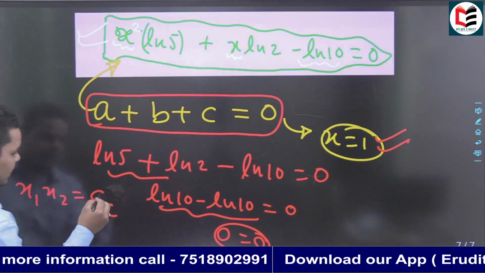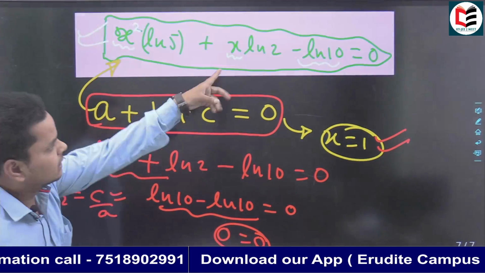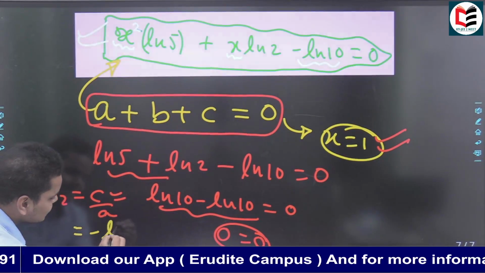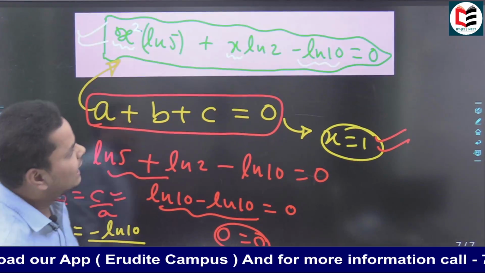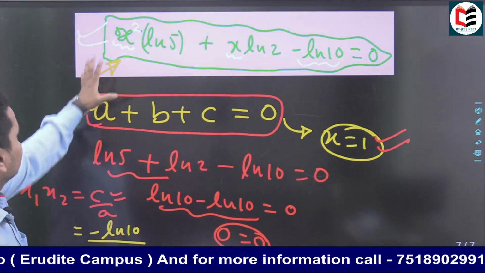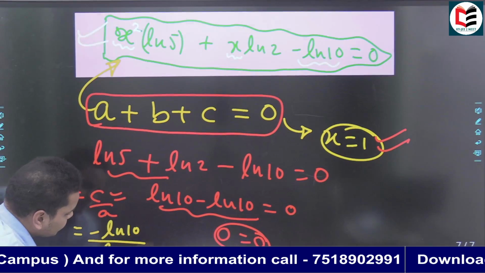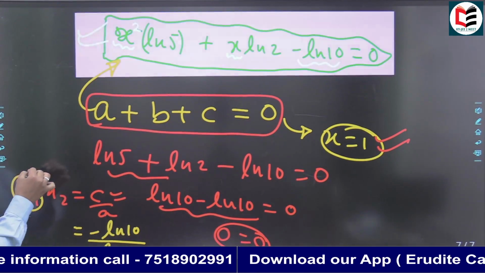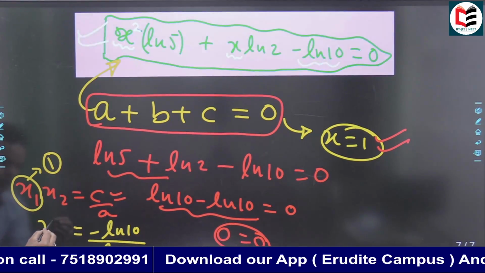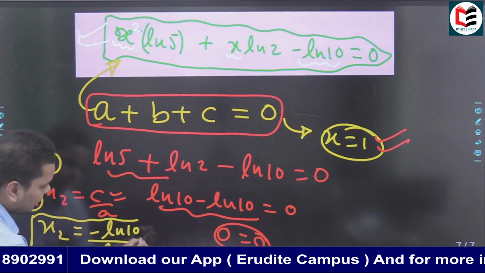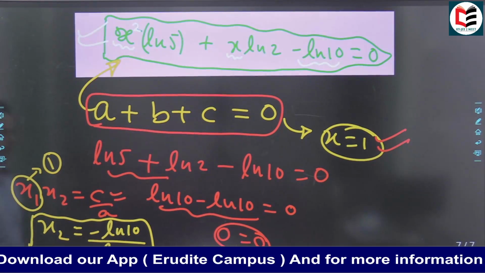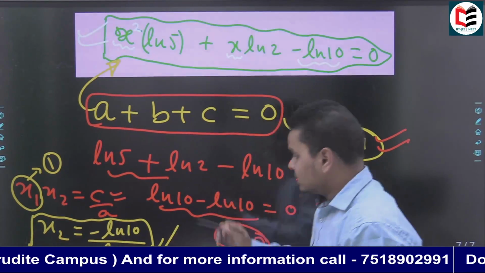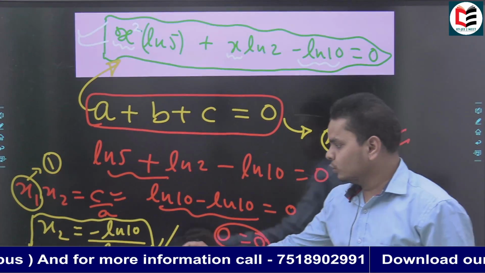C by a. And what is c by a? Here c is minus ln 10 upon, and what is a? A is ln 5. And now you know already that x1 is equal to 1. So x2 will become minus ln 10 upon ln 5. So you got the second root, the second solution.